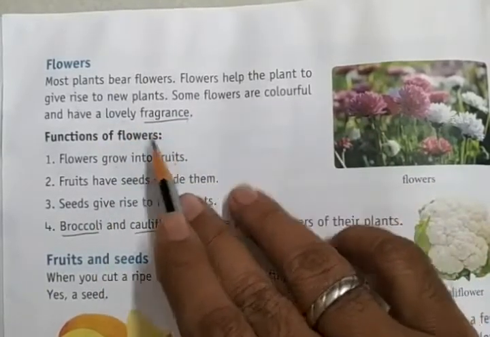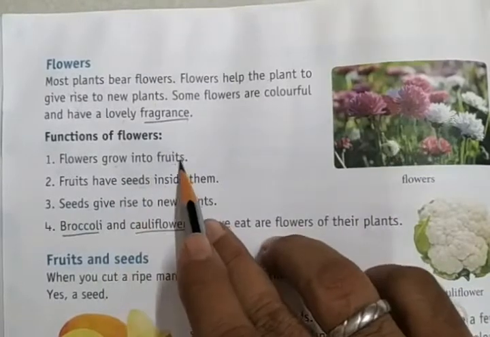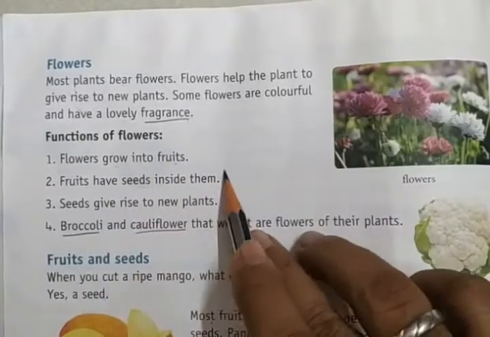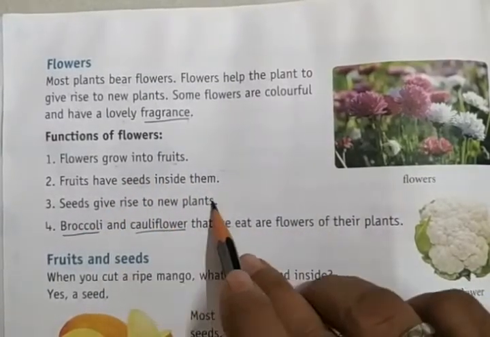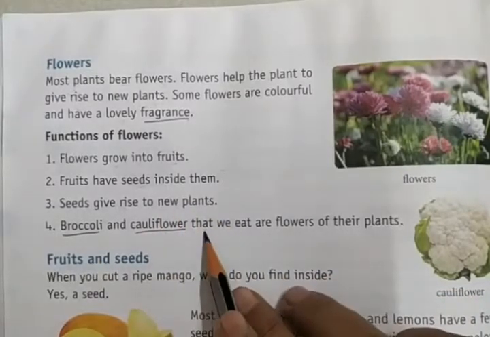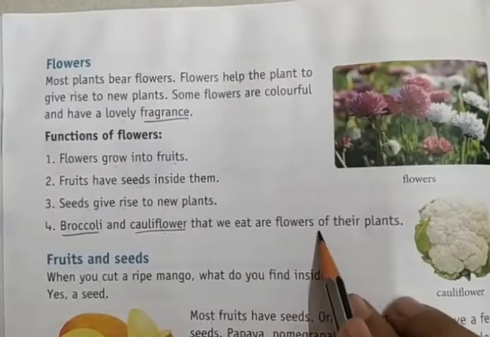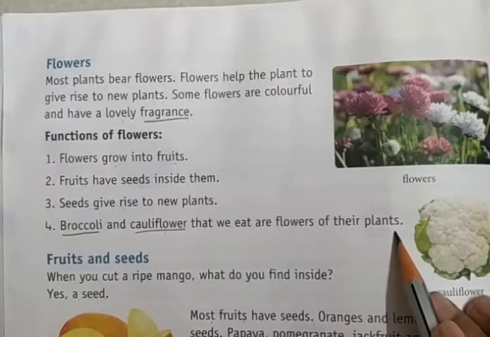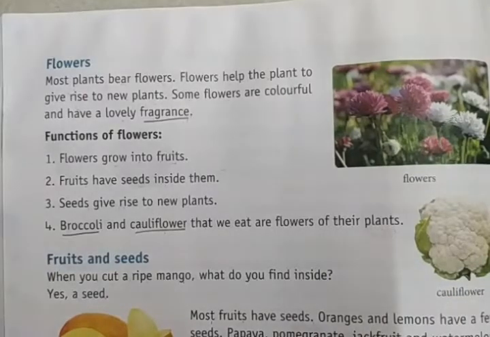Functions of the flowers. Flowers grow into fruits. Fruits grow seeds inside them. Seeds give rise to a new plant. Broccoli and cauliflower that we eat are the flowers of their plants.